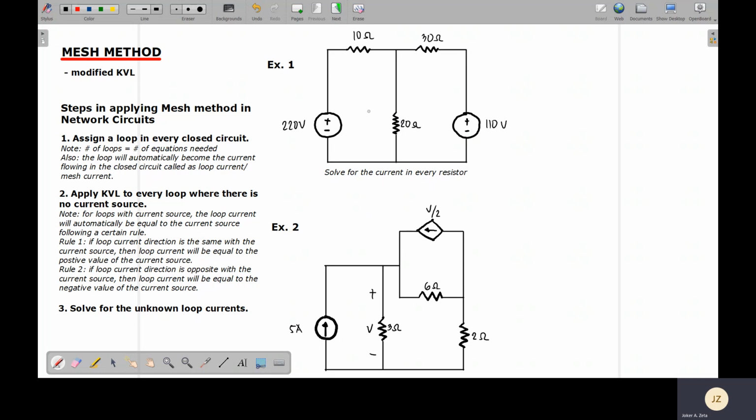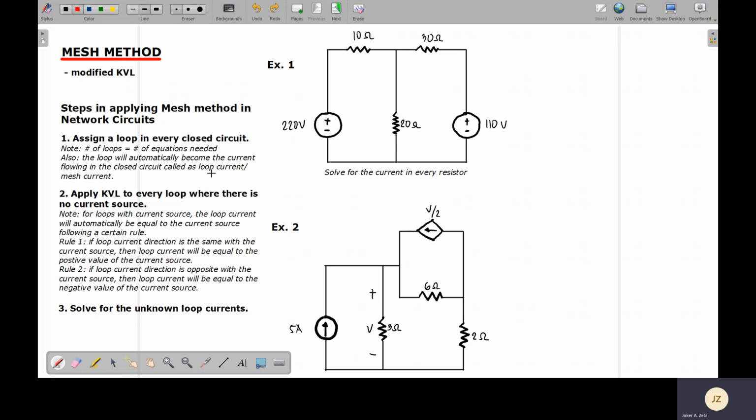What do I mean by the super loops? Super loops meaning you're going to bypass certain connections. For example, if this is your simple loop, then super loop will be this one. So you're bypassing certain connections, but it's still a closed circuit, so that's why it's called a super loop. Again, just try to apply simple loops for every circuit.